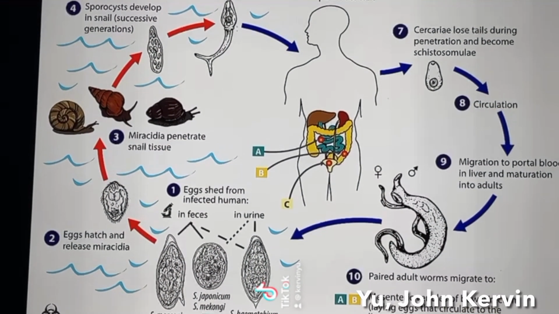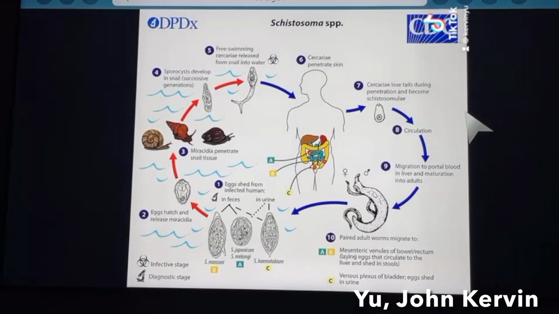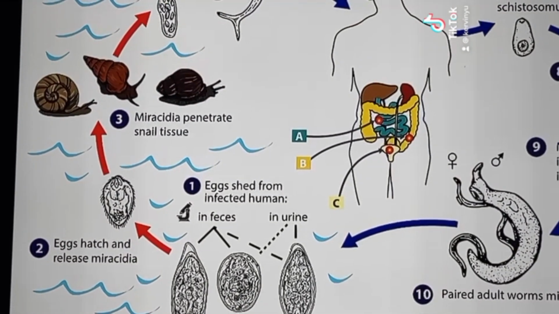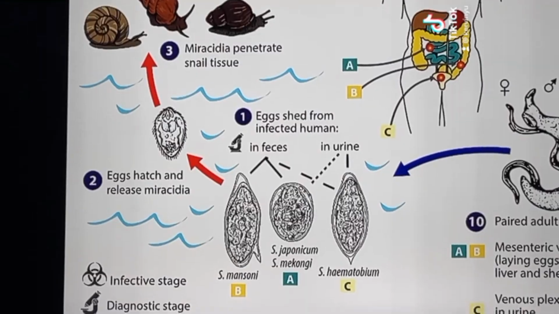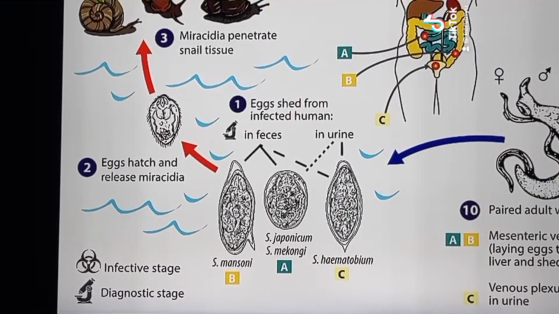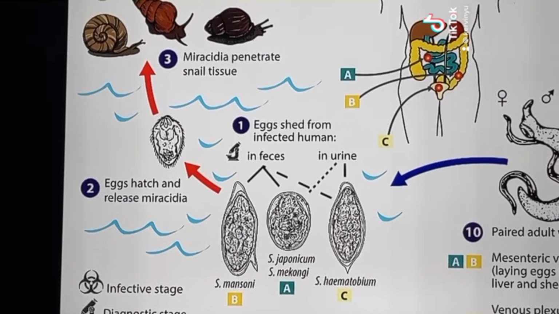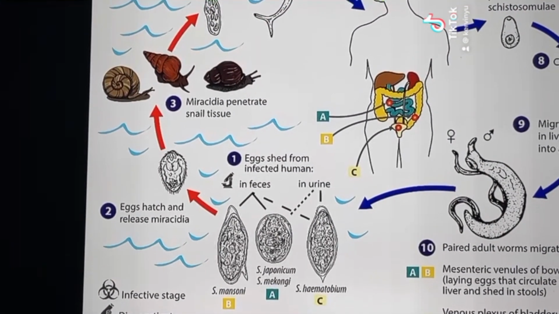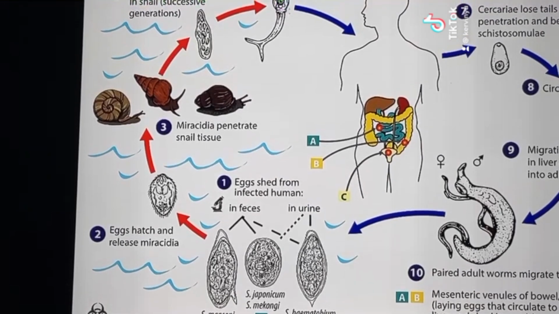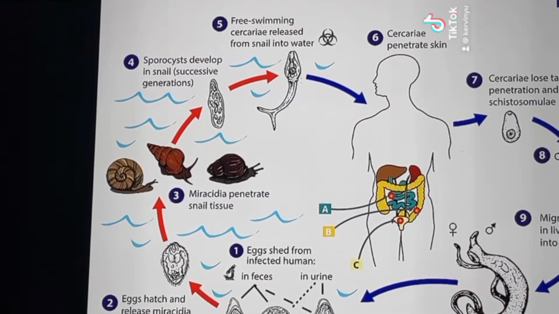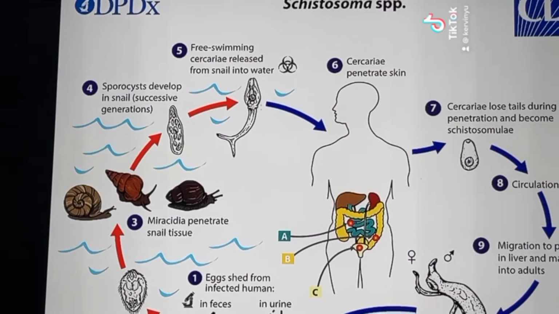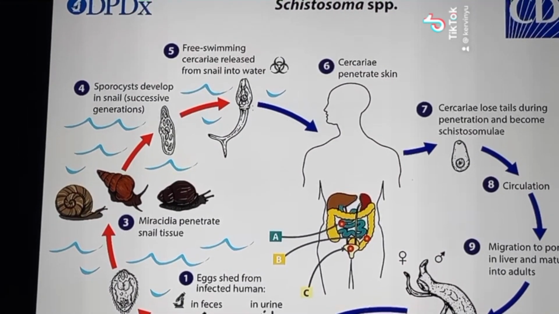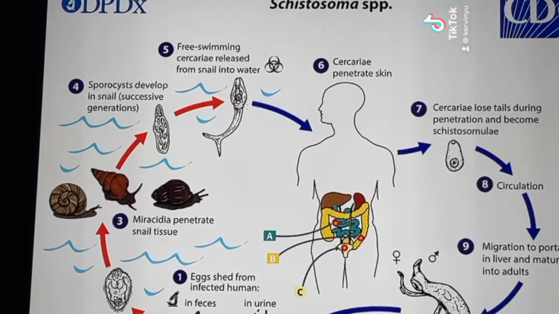Schistosoma life cycle. Here you can see an infected individual who sheds the eggs of the schistosoma through his feces or through his urine. The diagnostic stage is the egg. The egg then hatches and releases the miracidia in the water. In the water, you will see the presence of the intermediate host, which are the snails. In the snails, the sporocyst develops along with its successive generation. The pre-swimming cercariae, which are the infective stage, are then released from the snail into the water.